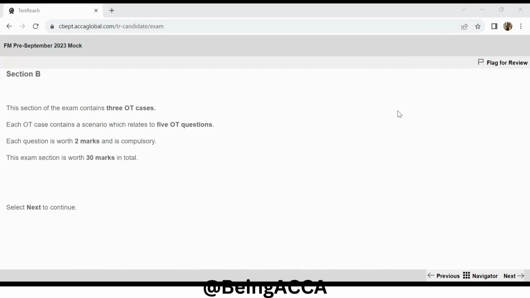This is Tushita Gupta, ACCA affiliate, and in this video we are going to be solving the FM pre-September 2023 mock, and we were on section B. We have to solve the first OT case. So let's get started.